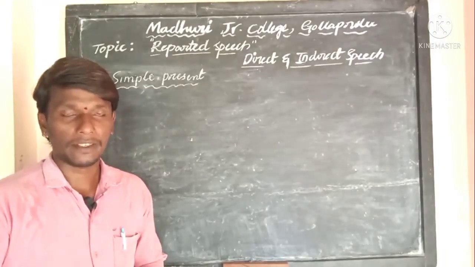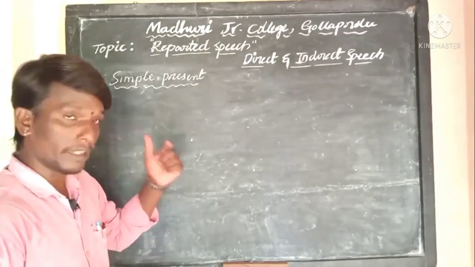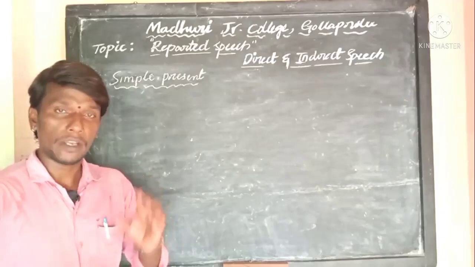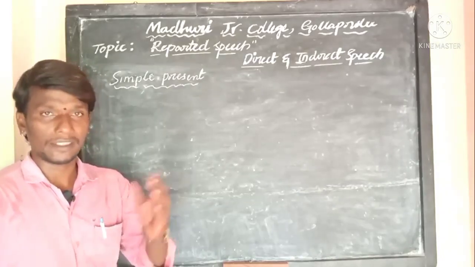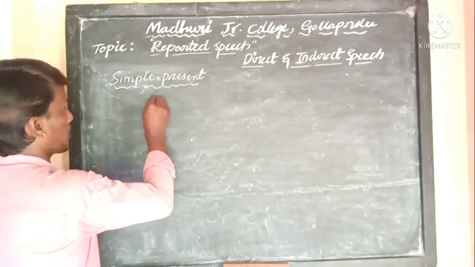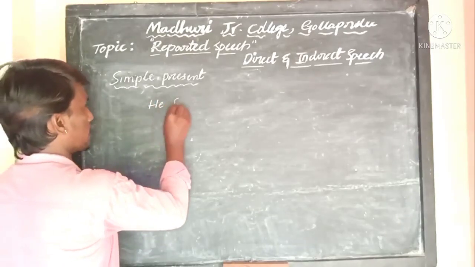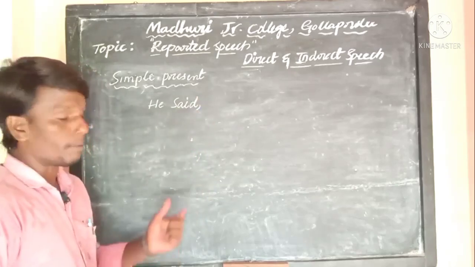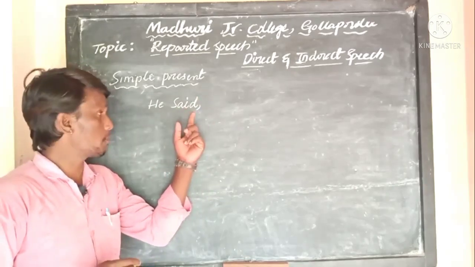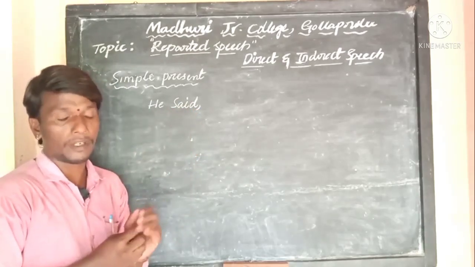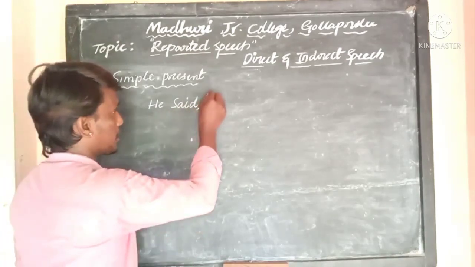Now let us practice examples from simple present tense, and how the simple present tense changes into other tenses from direct speech to indirect speech. For example, he said, comma. There should be a comma after the reporting verb. This is the reporting verb, and this part before the comma is the reporting part. Already we know. And start eliminating commas.